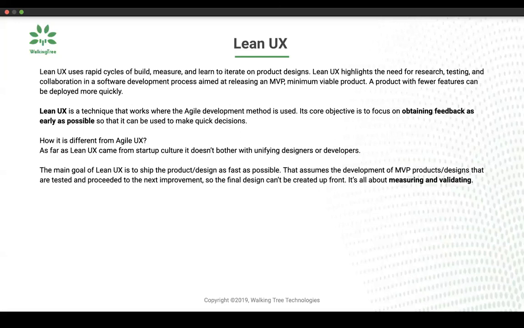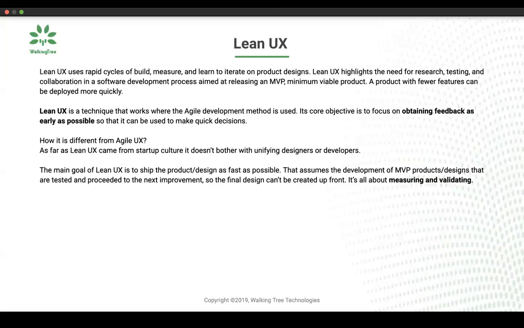So how is it different from agile UX? As lean UX came from startup culture, it doesn't bother with unifying designers and developers. The main goal of lean UX is to ship the product or design as fast as possible. That's the key. It assumes the development of MVP products or designs that are tested and proceeded to the next improvement. So the final design can't be created upfront. It's all about measuring and validating.